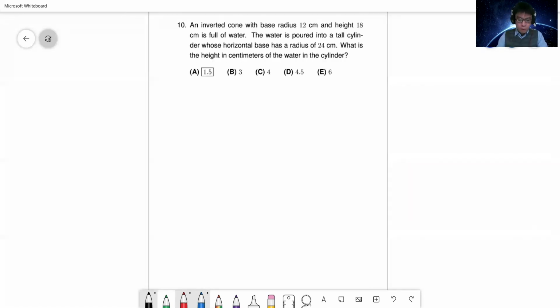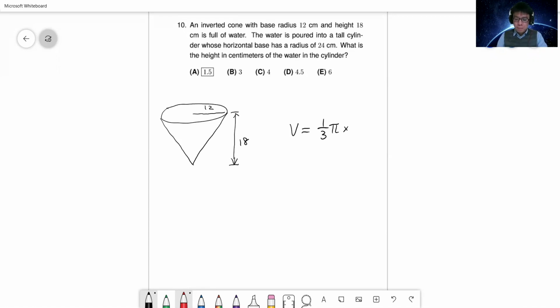Question 10. We have an inverted cone with base radius 12 and height 18. It's full of water. So we know the volume equals 1/3 pi times 12 squared, that's the area of base, and times the height, that's the total volume.